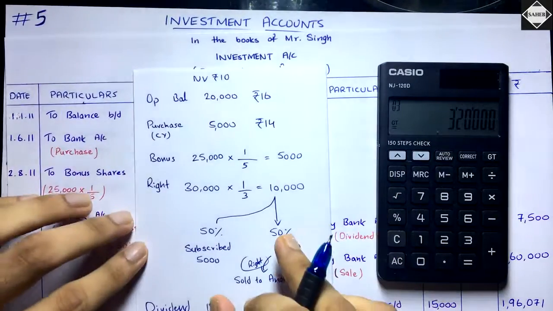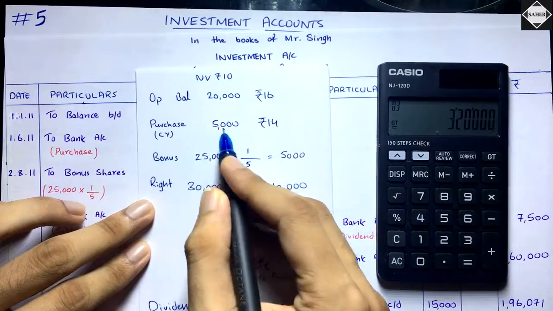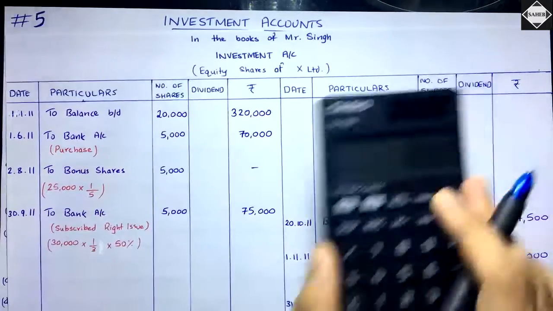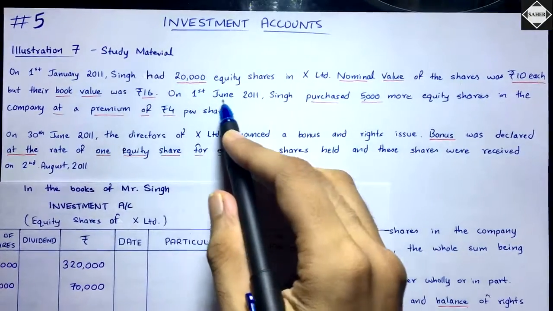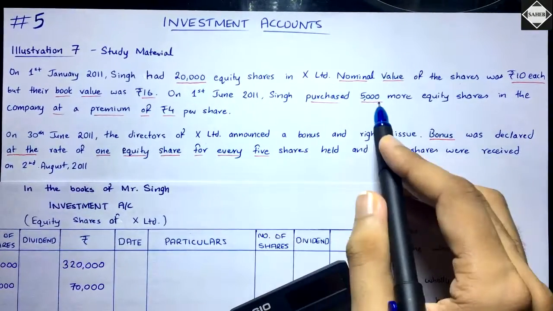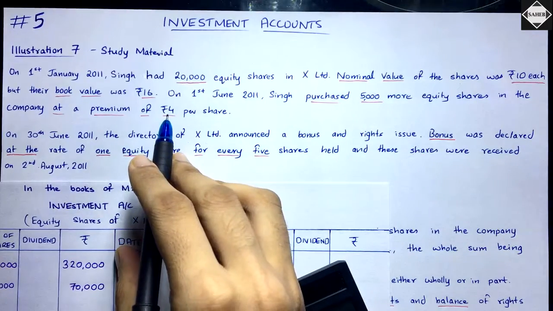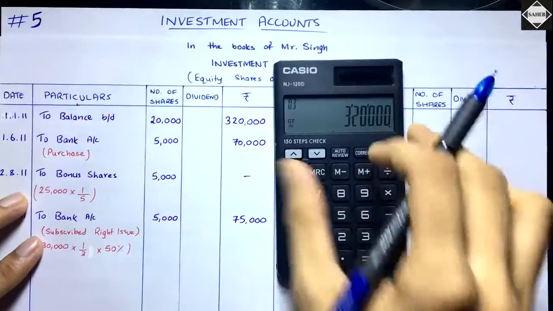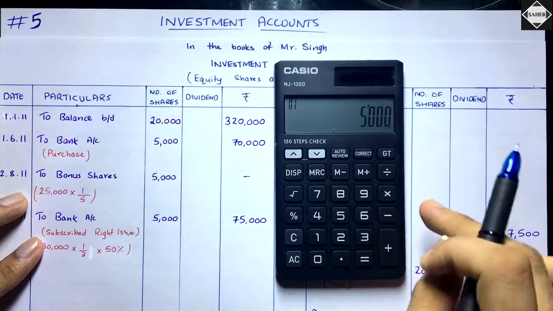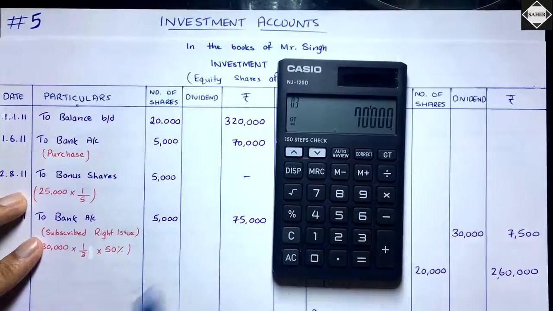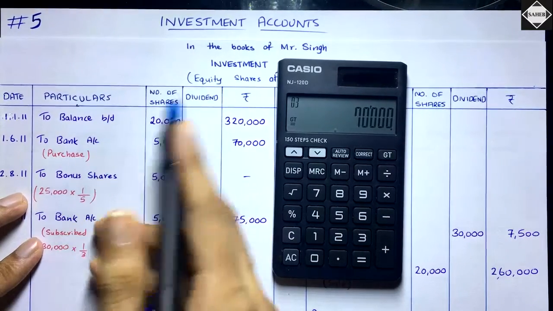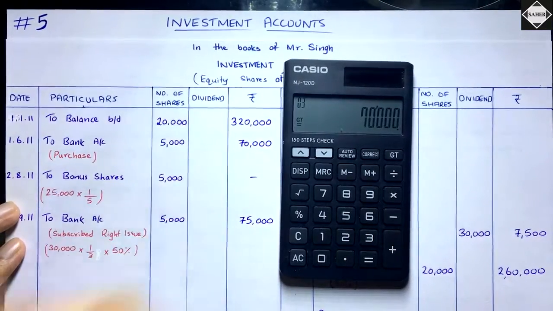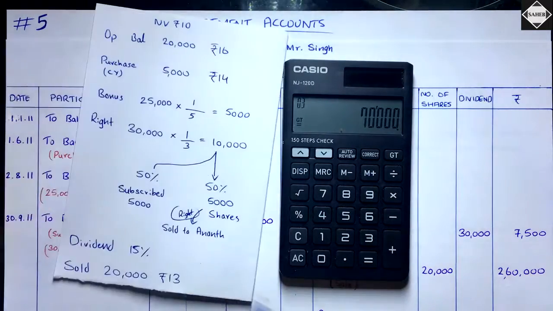Then as per our sequence, we have purchased in the current year how many shares? 5,000 shares at the price of rupees 14, isn't it? See the question. We purchased on 1st June 2011, 5,000 shares at a premium of 4, so that was 14 rupees. We have already seen that, so that's equal to 70,000. How? 5,000 equity shares into rupees 14, that's equal to 70,000. Simple. Investment account is increasing, so debit that, and then you take the credit to bank account. Simple as that.